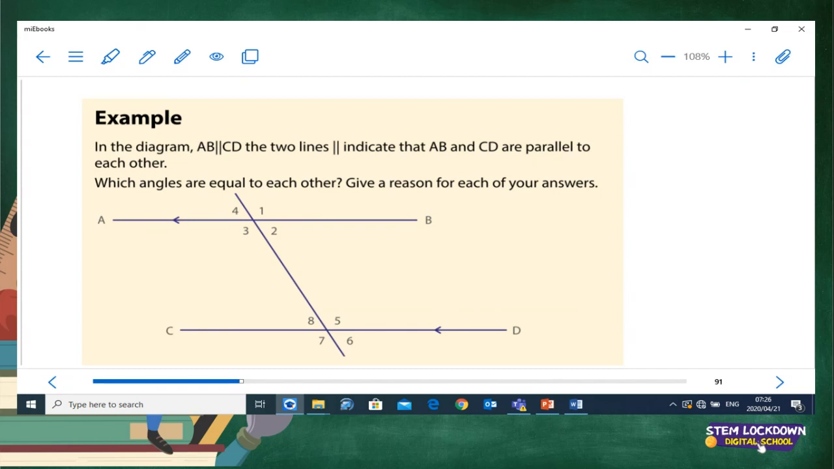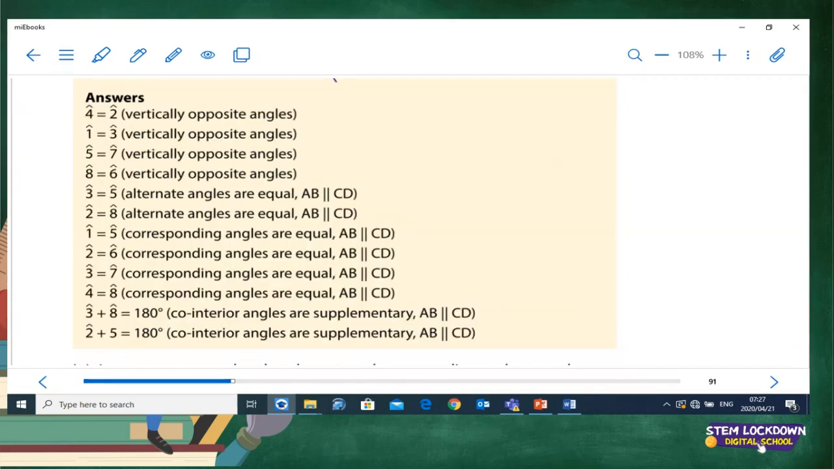So you also have corresponding angles, but at the same time, you also have co-interior angles. If you look at 3 and 8, they are inside. Those are co-interior angles. But of course, you also have a wide range of other angles, like alternate angles. 3 and 5 are alternate angles. We've spoken now about the vertically opposite angles, which are 4 pairs there. We've spoken about the corresponding angles. There are 4 pairs, but there are 2 pairs of alternate angles.